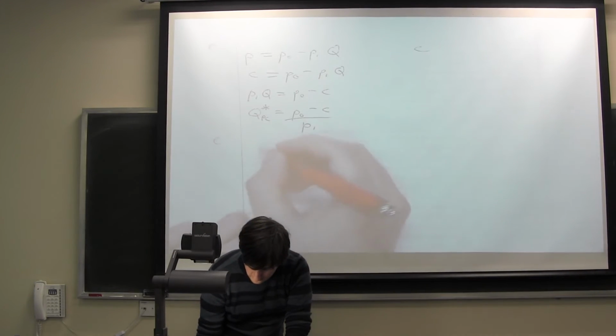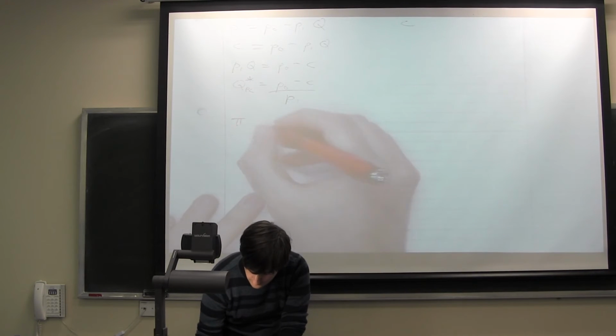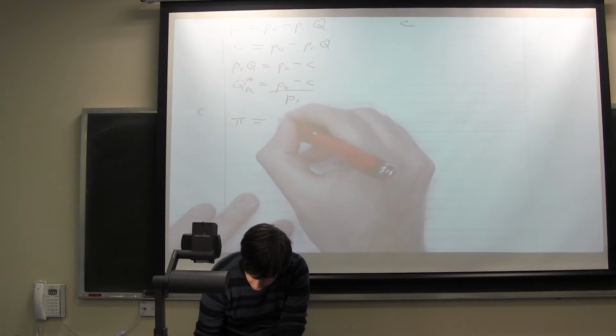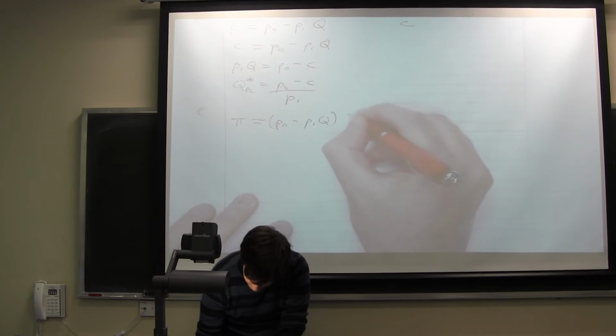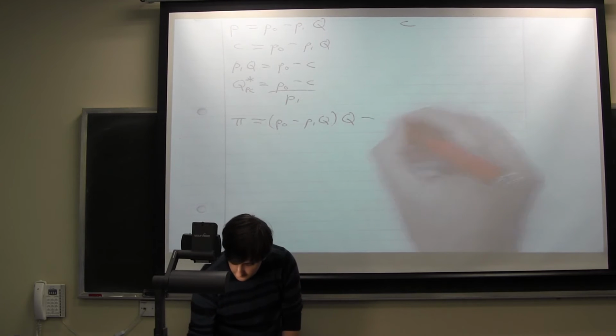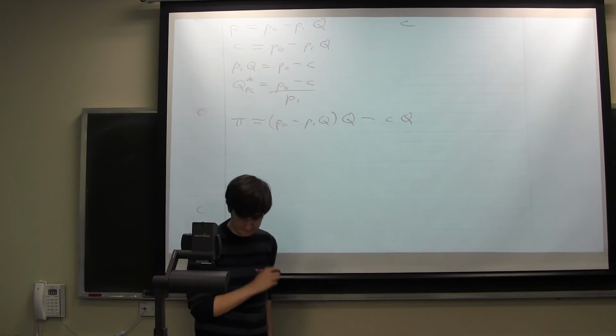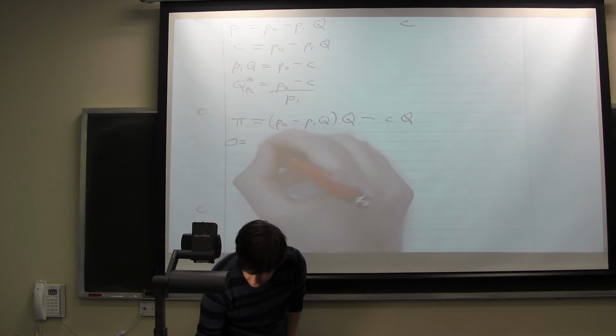And we also need a quantity produced under monopoly. So the monopolist is going to maximize price times quantity, so (P0 minus P1Q) times quantity, minus their cost, which is C times Q. So first order condition.